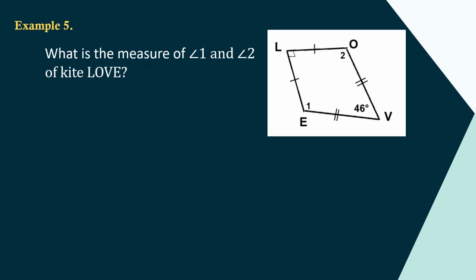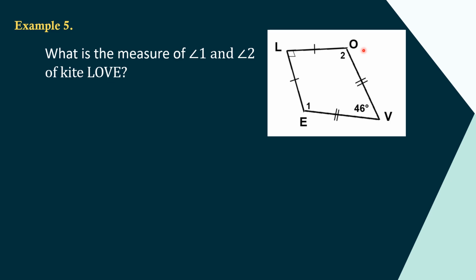Let us now have example number 5. What is the measure of angle 1 and angle 2 of kite BOLT? Remember that one of the theorems of a kite is that it has one pair of opposite angles congruent. So angle 1 is congruent to angle 2. So how do we find the measures of these two angles?